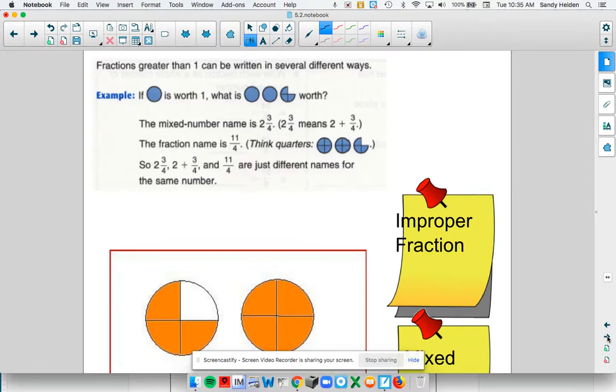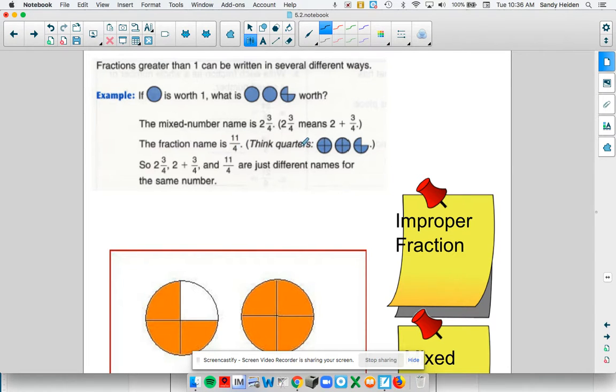Let's practice some. So here's an example. Fractions greater than 1 can be written in several different ways. If a circle is worth 1, what is this worth? The mixed number name is 2 3/4. 1, 2, and 3 out of 4 would fit in there. 2 3/4 means 2 plus 3/4. The fraction name is 11/4.